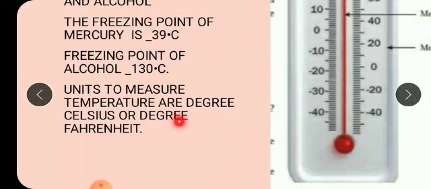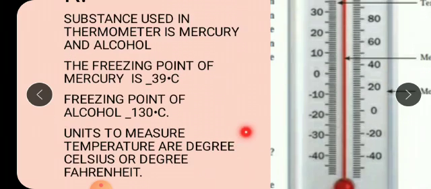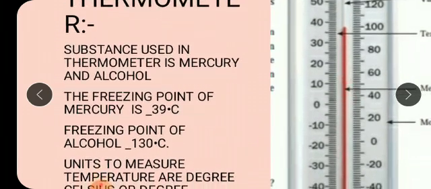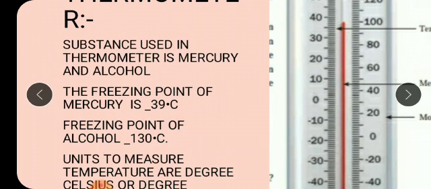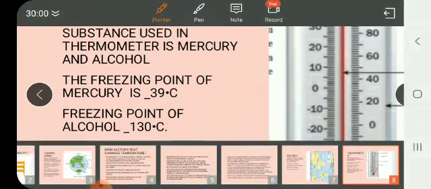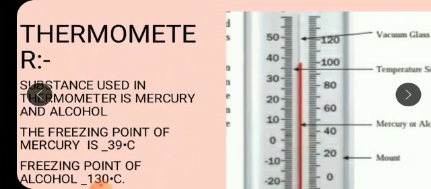But what are the units to measure temperature? It is either degree Celsius or degree Fahrenheit. Again I repeat, either we write down temperature in degree Celsius or degree Fahrenheit. This is the freezing point, isn't it? So the freezing point of mercury is minus 39, and the freezing point of alcohol minus 130. Such a difference, isn't it? Minus 39 and minus 130. So you have to come down like this. That's why we use mercury or alcohol here. Okay.